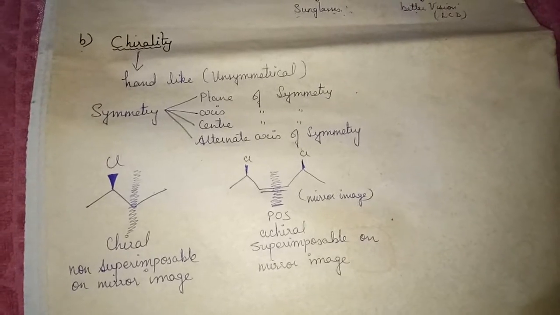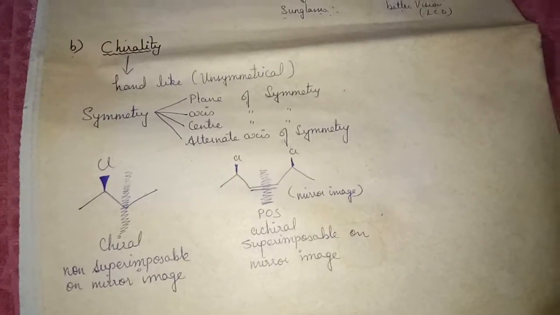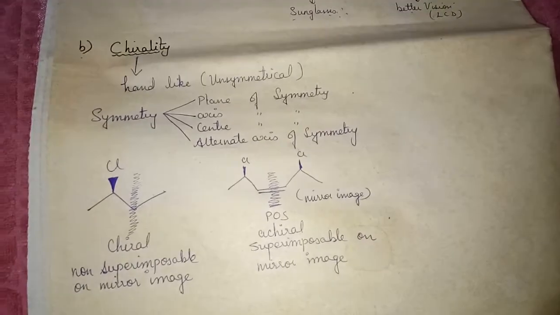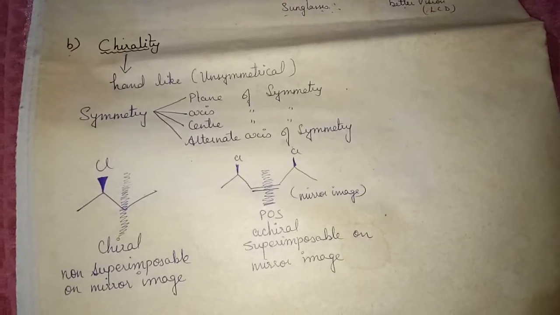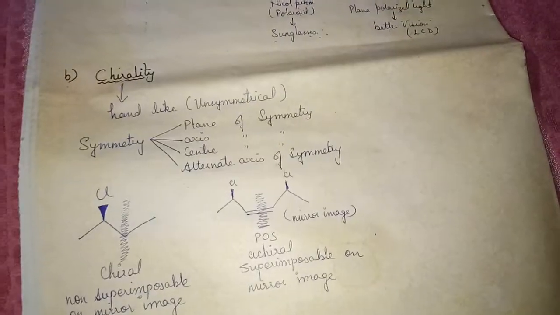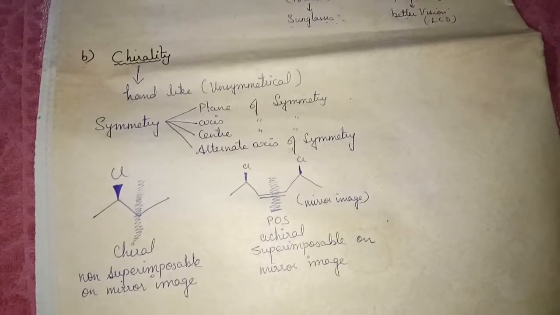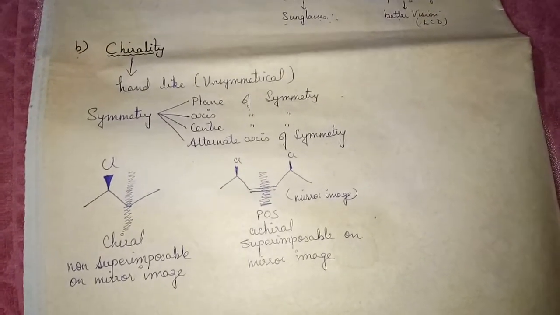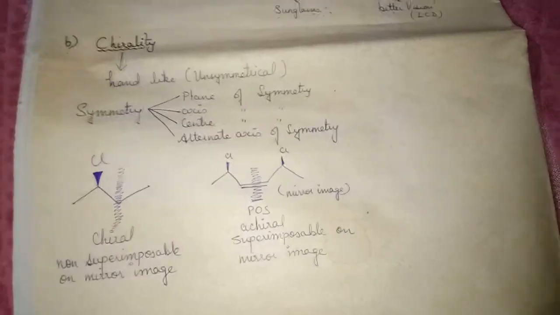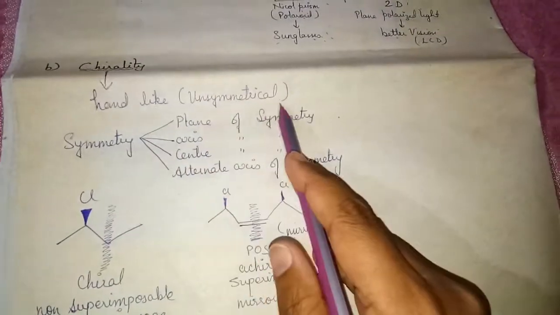Now next is chirality. In order to understand chirality, pause the video and look at both your hands, both the palms. You will observe that you cannot superimpose your left palm on the right palm. That means they are non-superimposable. Chirality means hand-like, unsymmetrical.